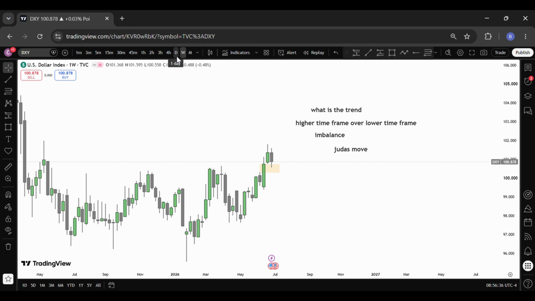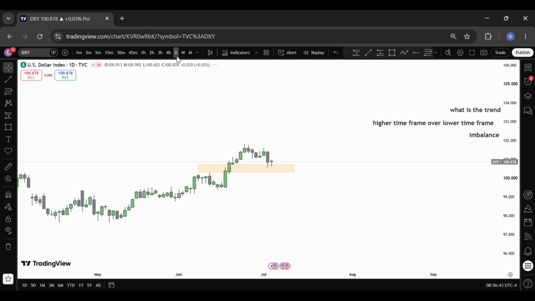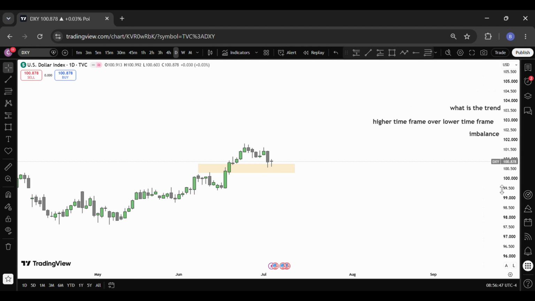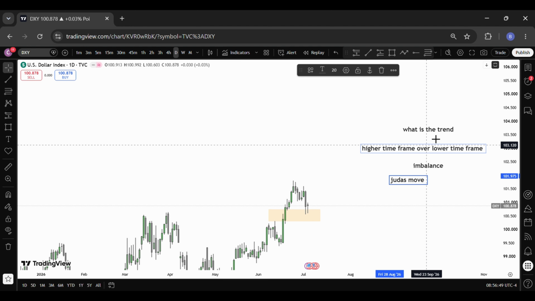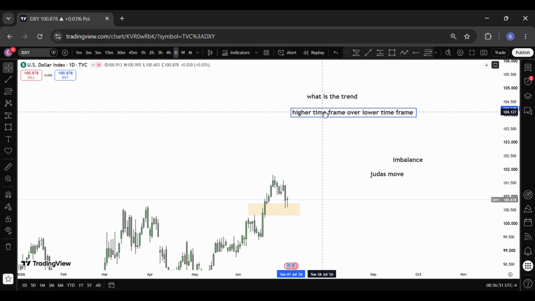So if I wanted to trade all the way into this particular imbalance, how would I have done it? You can scale to the daily time frame to get an outlook. So what is the outlook on the daily time frame?